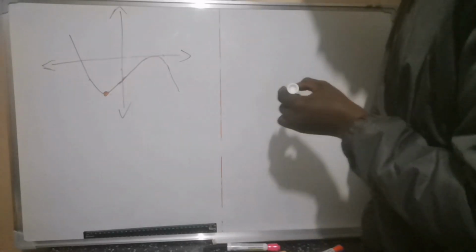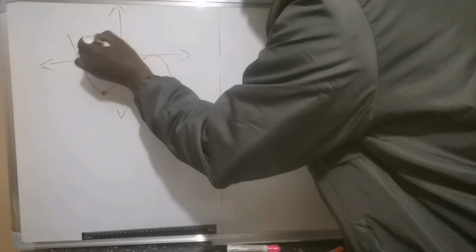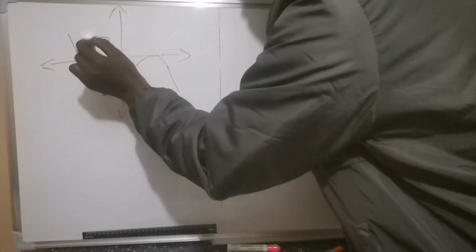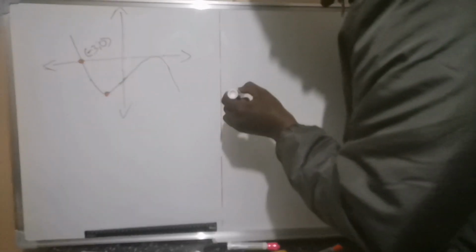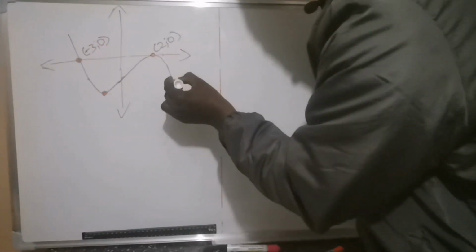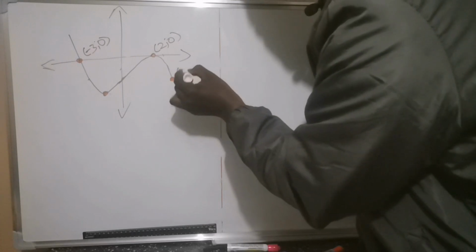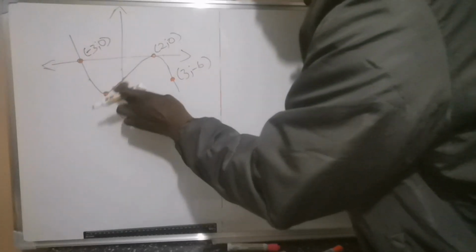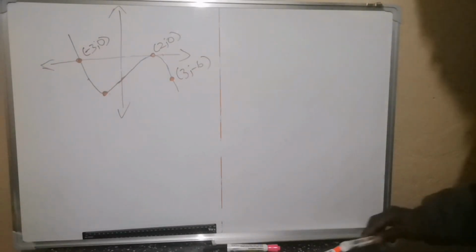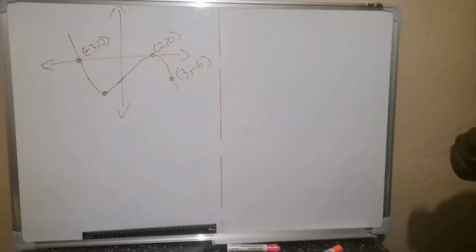And let's say they give you coordinates now, negative 3 and 0, and 2 and 0. And they give you a point on the graph, which is 3 and negative 6. And you'll say, determine the equation of this function. How will you determine the equation of this function?